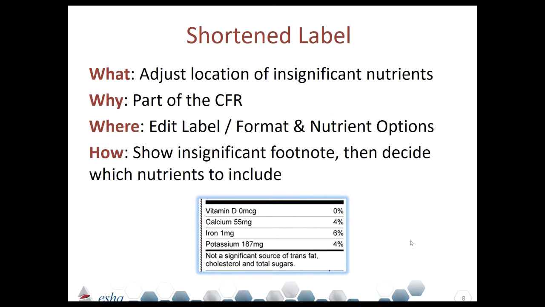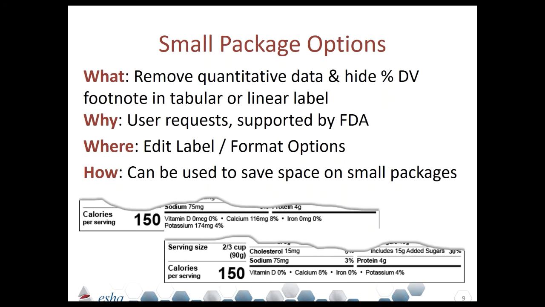We've now taken this one step further. We're allowing you to choose which nutrients go into the footnote and which nutrients are left on the label. So you can see here that I am showing that it is not a significant source of trans fat, cholesterol, and total sugars. However, I'm still showing my vitamin D at 0 micrograms on my label. And that's going to be found in edit label. So let's go on to the next enhancement.